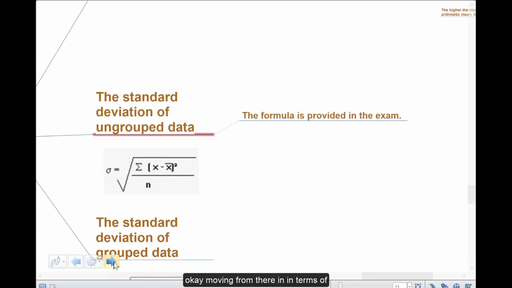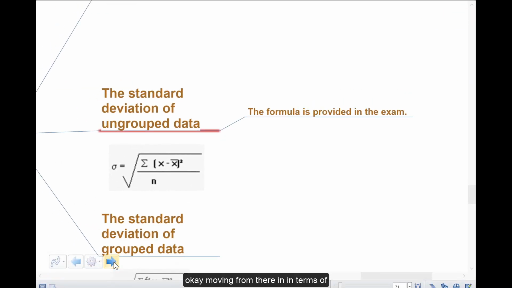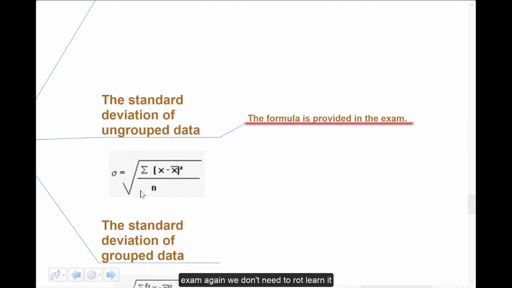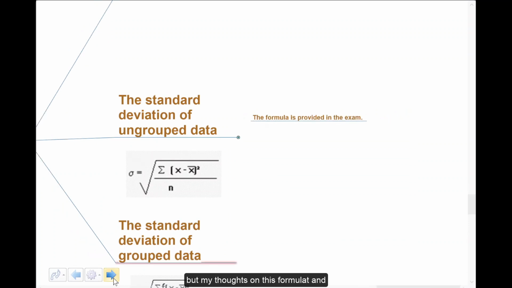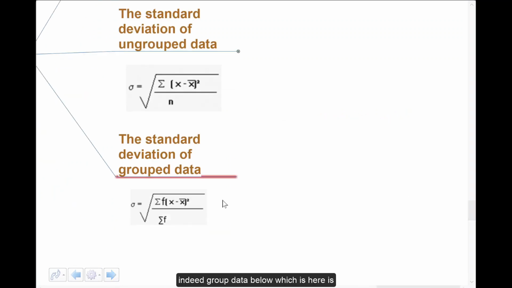Okay, moving from there, in terms of the standard deviation of ungrouped data, this formula is provided in the exam. Again, we don't need to rote learn it, but my thoughts on this formula and indeed group data below, which is here, is yes, provided in the exam, but practice is what we need to do, because the way in which the examiner will present this information in the question will vary from question to question. So that's the key for us.